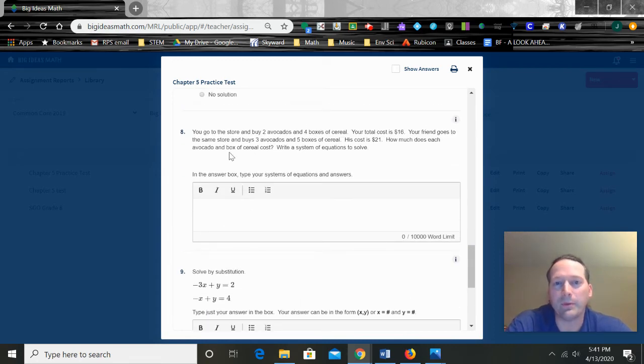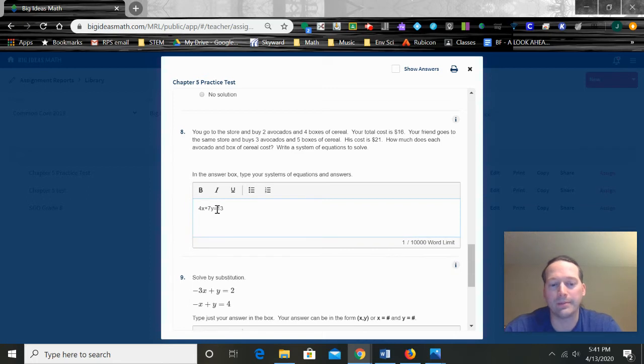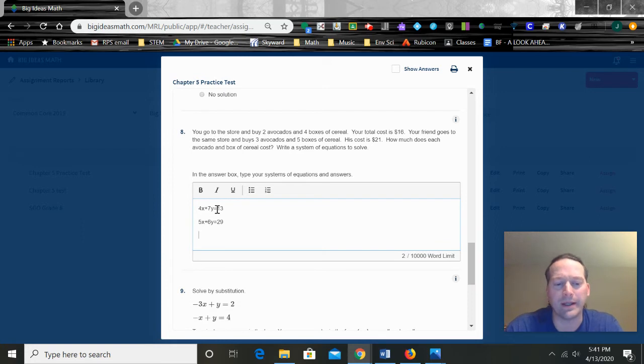So for question 8, when you solve it, not only do you have to solve it, but it says you have to write a system of equations and put your answer in the box. Whatever it happens to be, I'm making this up right now, okay? So let's say the equations used were 4x plus 7y equals 13, whatever, and 5x plus 6y equals 29. I don't know if that works. Doesn't matter. It's not for this one anyway.